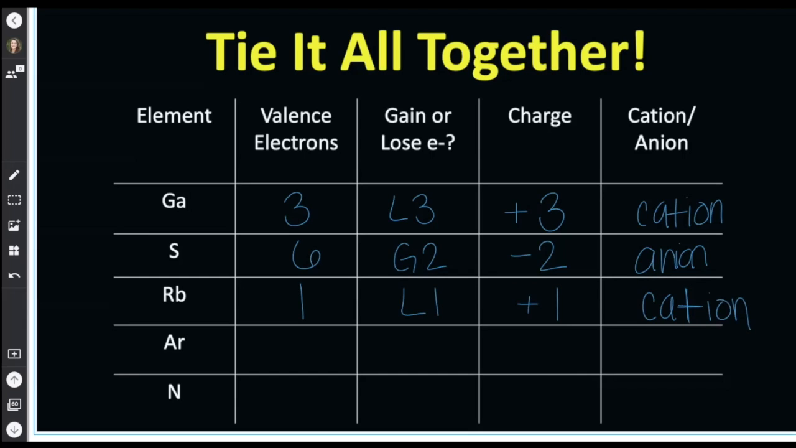All right, and then she just asked, what happens if it has 8? Well, let's look at argon. Group 18, so it has 8. Gain or lose? Neither. So N/A, you can leave a blank, whatever. All right, is it gonna have a charge? No. Doesn't want to get rid of anything it has, right? And cation or anion? Neutral. N/A, yes, it is neutral.